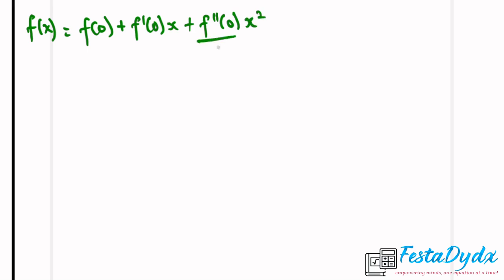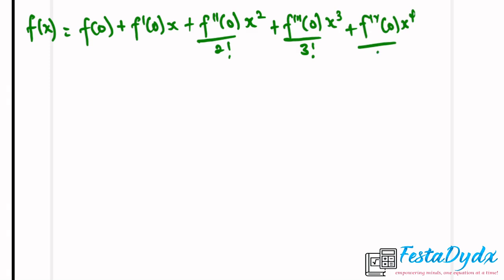So we can remember the Maclaurin series formula as f of x equal to f of 0 plus f prime of 0 x plus f double prime of 0 x squared over 2 factorial plus f triple prime of 0 x cubed over 3 factorial plus f fourth derivative of 0 x raised to the power 4 over 4 factorial. So dot dot dot, which shows it's going to infinity.